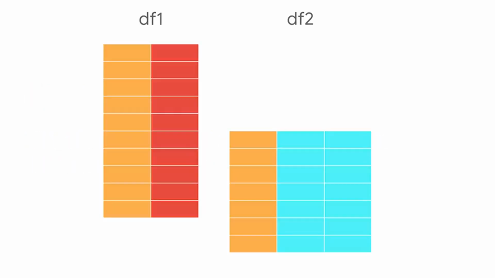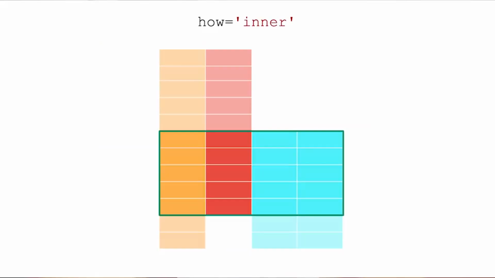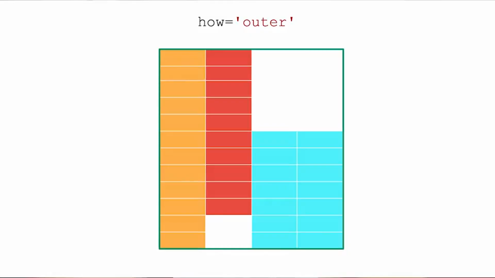Now let's consider the different ways that we can join this data. We can join it so only the keys that are in both data frames get included in the merge. This is known as an inner join. Alternatively, we can join the data so all of the keys from both data frames get included in the merge. This is known as an outer join.